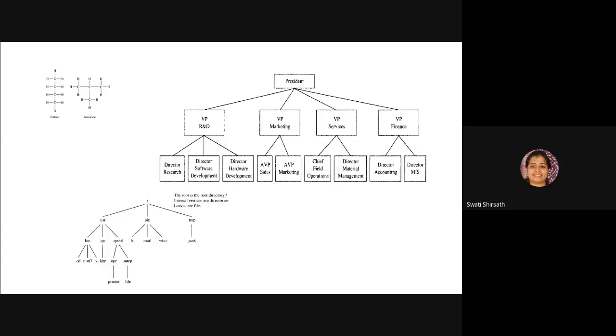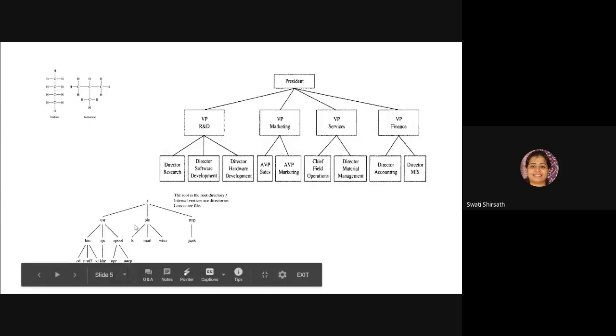Also the root directory. If you are using Fedora or Ubuntu or Linux, then you will come to know that the directories of your file system are like this. There is a main directory, root. Inside that, there are three directories: user, bin, and tmp. Inside user, there are multiple directories.